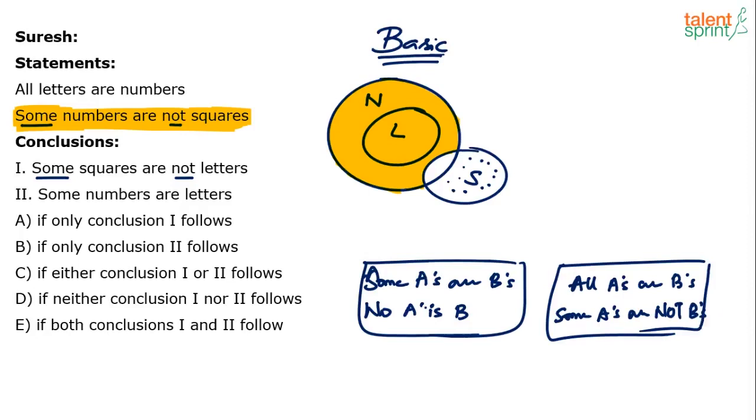Now, if you look at this conclusion here, some squares are not letters, this is what is given: some A's are not B's. A better way of verifying this is to check the converse. What happens if I take all A's are B's?